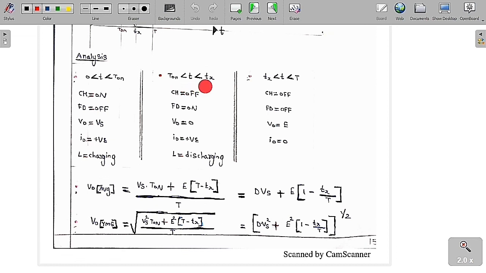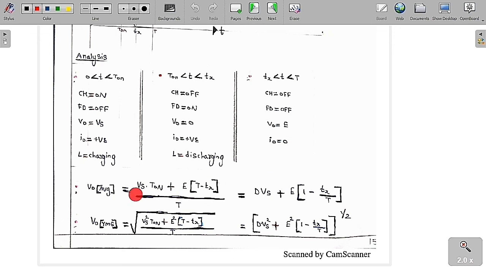From T on to Tx, the freewheeling diode is conducting and the chopper is off. The inductor is discharging. As the L value is very small, it is going to decay very fast. Therefore V0 is equal to 0 and I0 is positive, but the inductor is discharging. Whereas from Tx to T, as the chopper is off, the current in the inductor is also 0, so the diode is also off. Therefore we can say that the output voltage is equal to E and the output current is equal to 0.